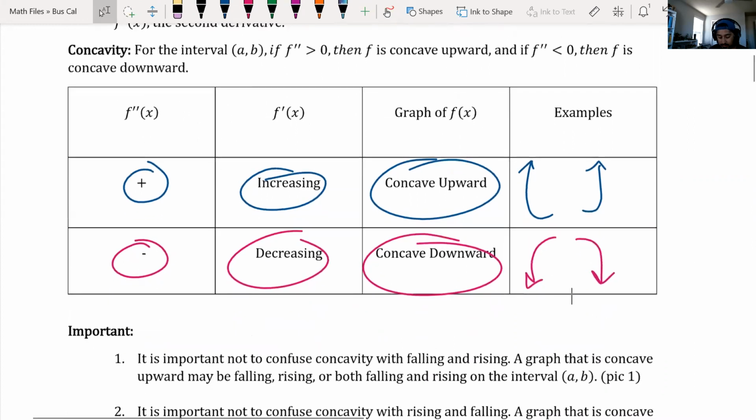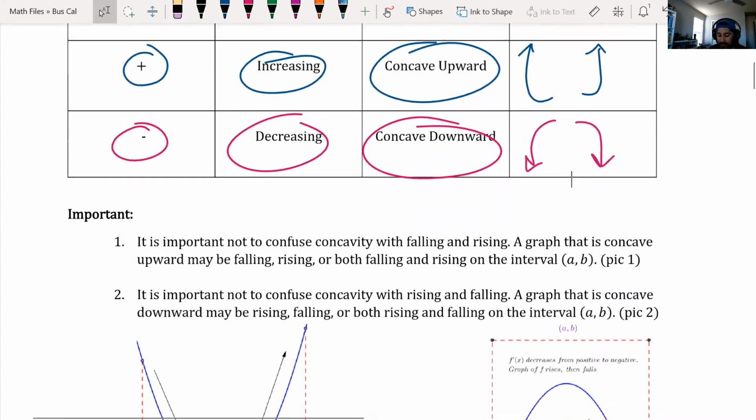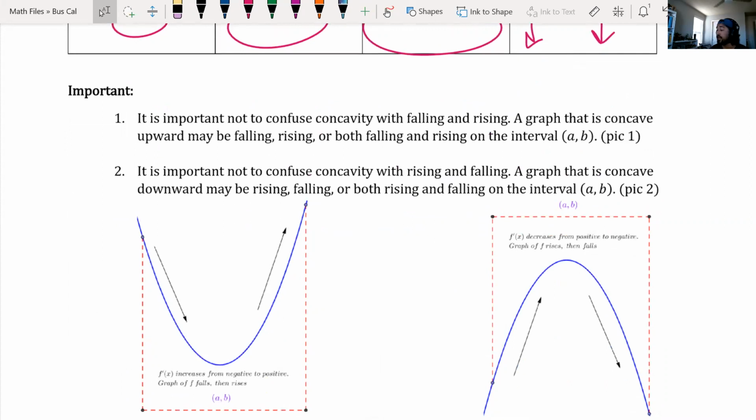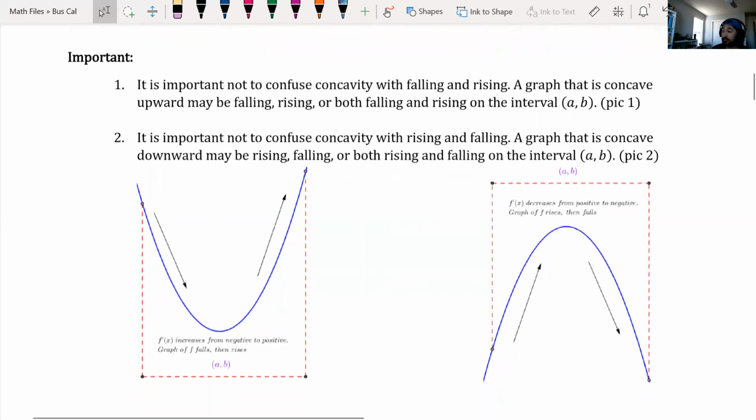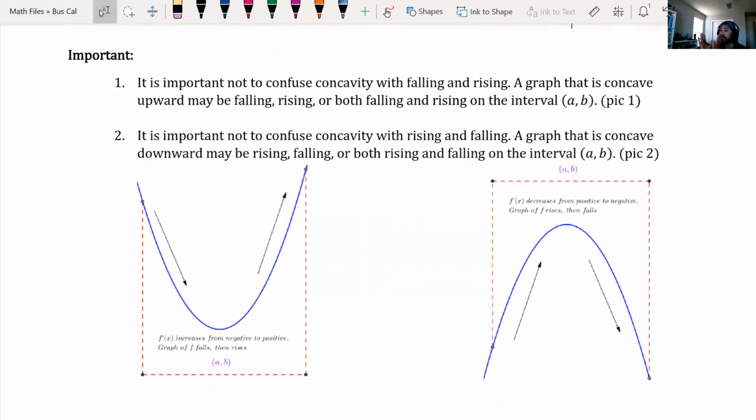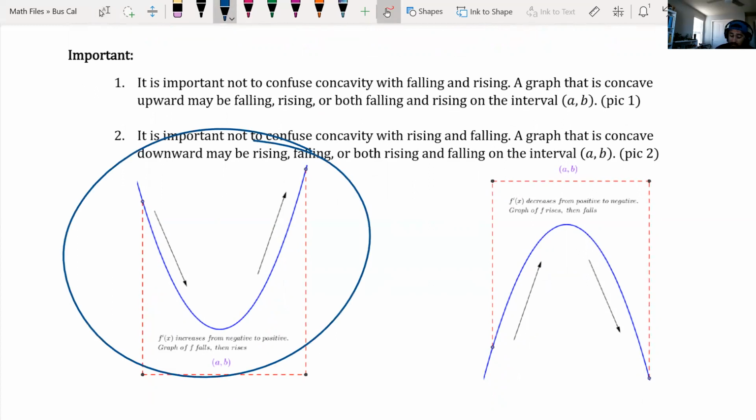All right. Next, it is important not to confuse concavity with falling and rising. A graph that is concave up may be falling, rising, or both falling and rising on the same interval. So we're just saying not to confuse them. If you say you're concave up, that doesn't mean you're always increasing. Being fully concave up is the first graph we see here. This is all concave up. And if you're concave up, then you could be decreasing and increasing on the same interval.